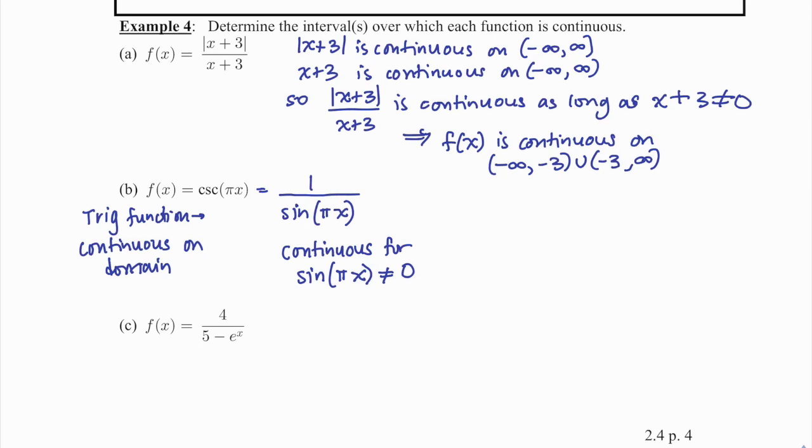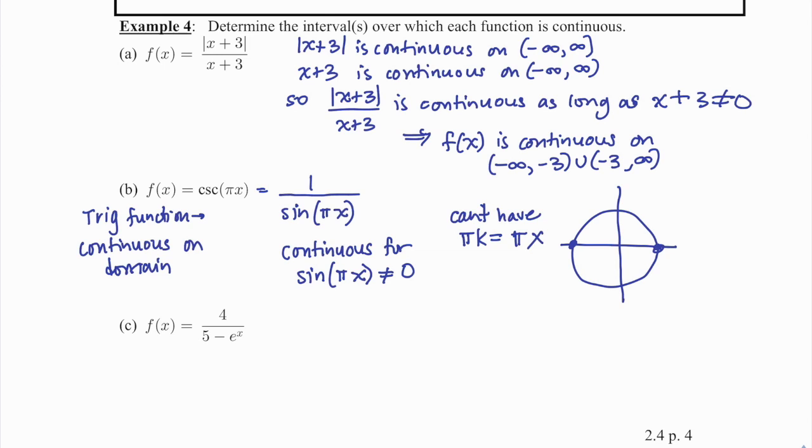So if we think about the unit circle, and we think about the places where sine is 0 on each of those spots, right? So each of those are multiples of pi. So we don't want pi x to be a multiple of pi. So we can't have pi x equal to k pi.